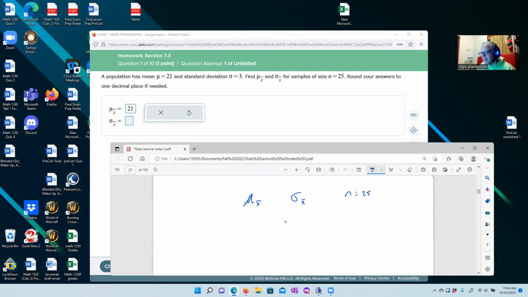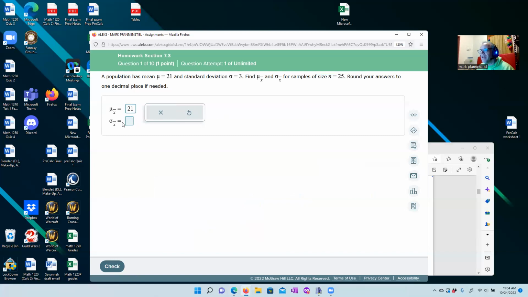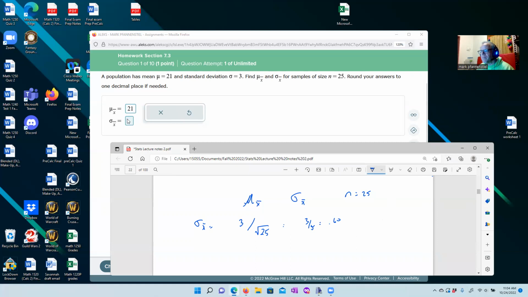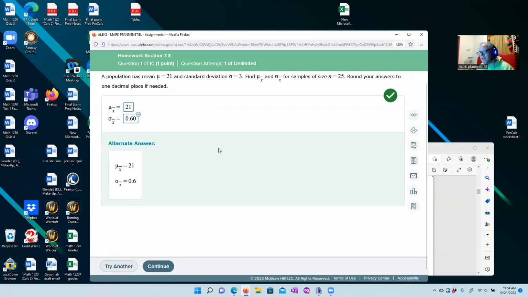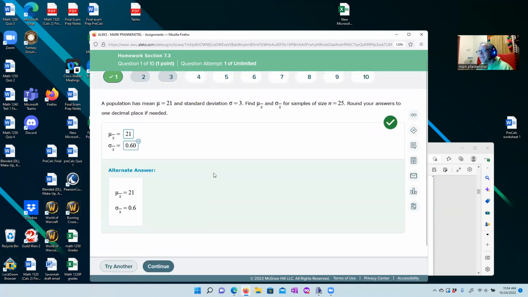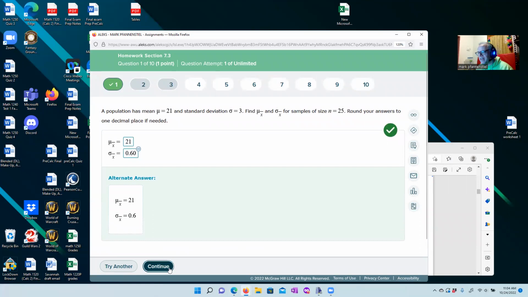So the standard deviation of X bar is equal to the original standard deviation divided by the square root of our sample size. So that's going to be 3 over 5, or 0.60. Since it looks like one decimal place, we're just going to type in 0.60, and we'll check that and see how we're going. All right, hooray. Then we'll continue on and do one more of these.